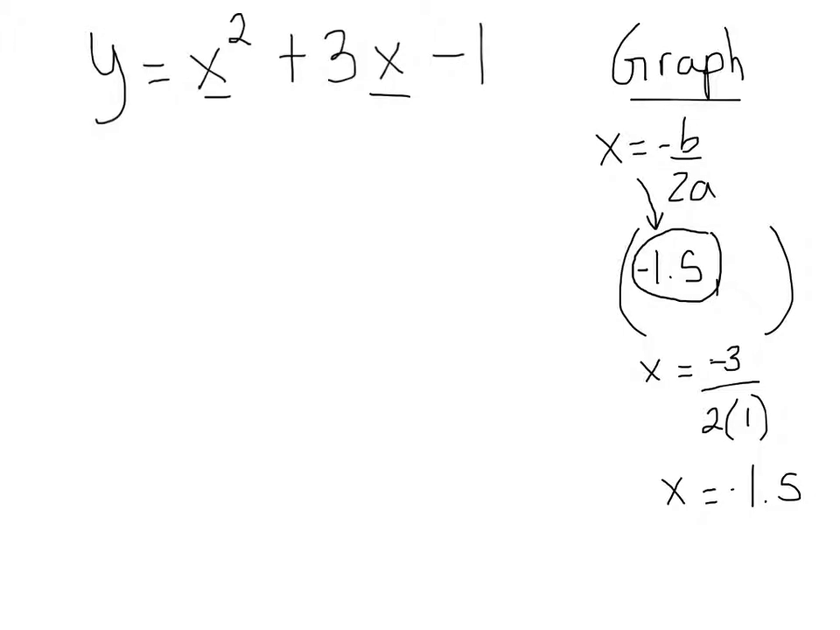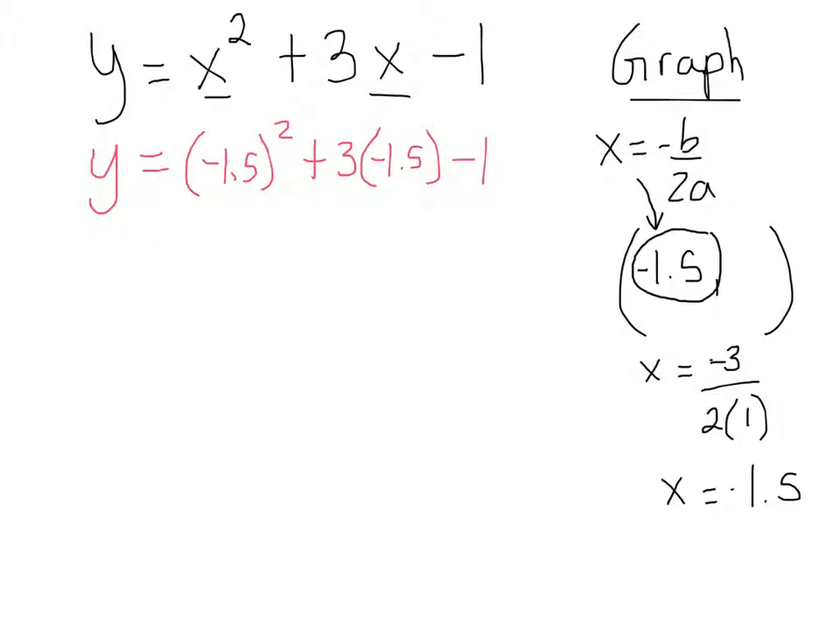And so I've got y equals, and then my x value is negative 1.5 all squared plus 3 times negative 1.5 minus 1. You see what I did is I plugged negative 1.5 in for x in the original equation. Now where did I get negative 1.5? From the formula negative b over 2a, right? And what is negative b over 2a? The axis of symmetry. It's the axis of symmetry. To the left and to the right of that axis, the graph's going to look exactly the same.